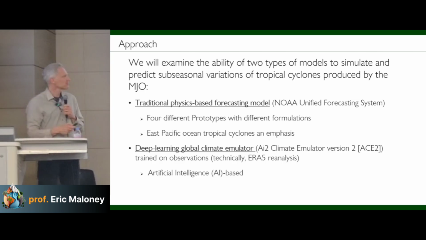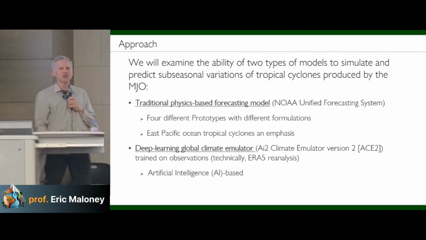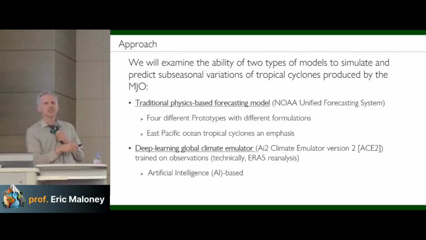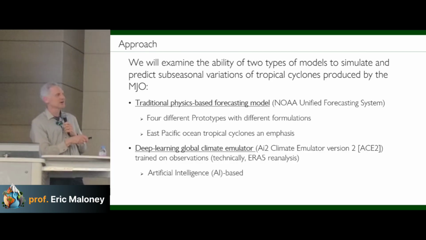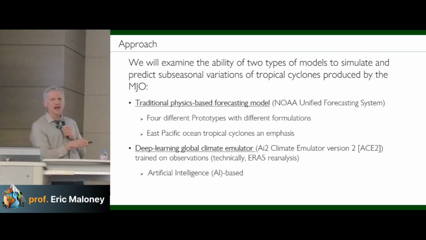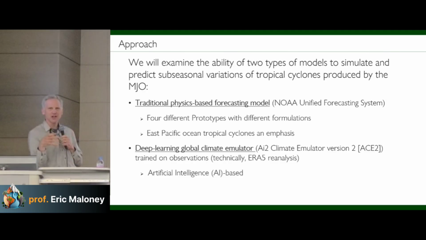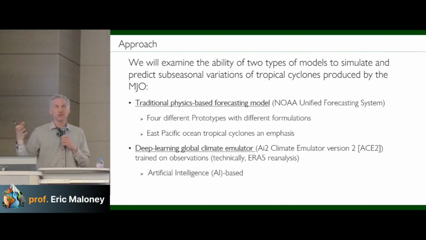And then we're going to use a newer type of model, which is a climate model based on artificial intelligence, a so-called AI climate emulator that was developed at the Allen Institute in Seattle by Chris Bretherton and collaborators. And we're going to look at the ability of this model to simulate the Madden-Julian oscillation's modulation of tropical cyclones. So two different models we're going to look at here.